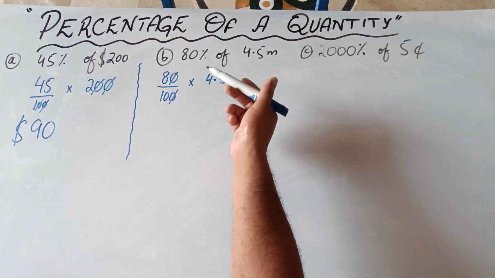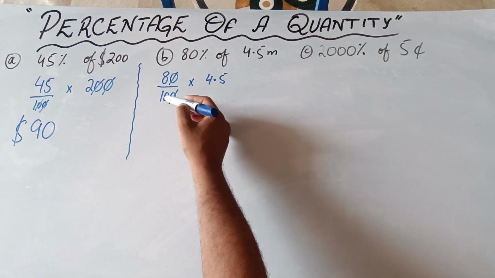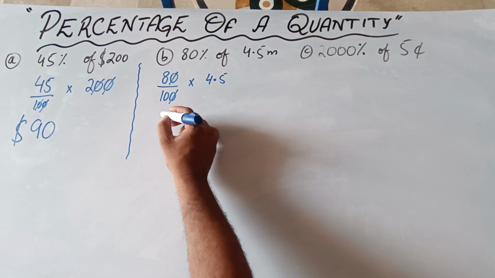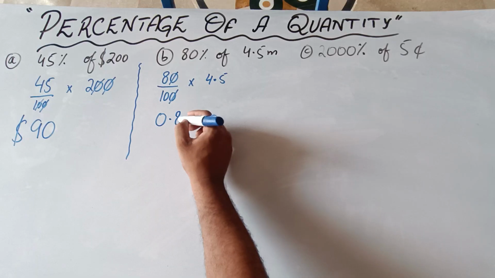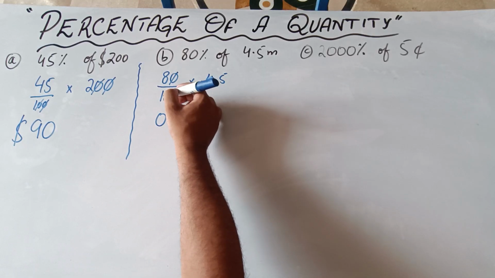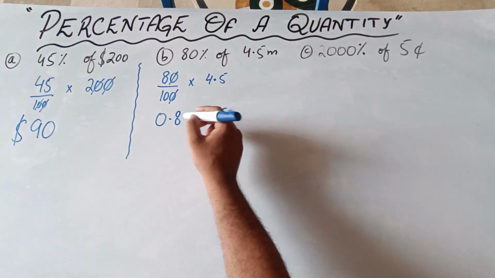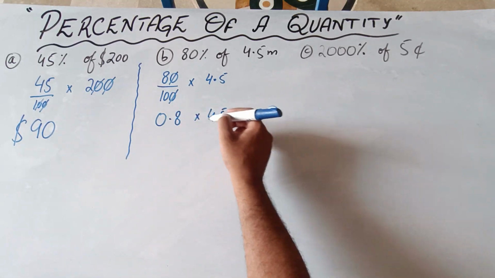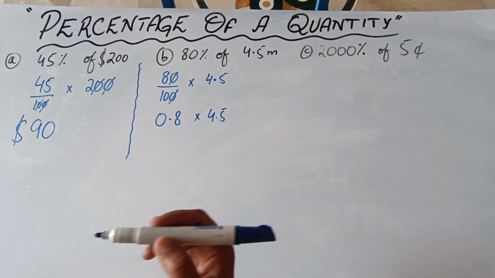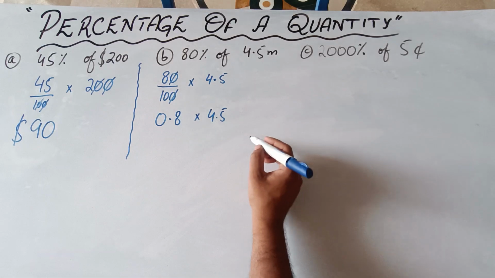The second technique, or the third technique, is to divide 8 by 10, so in this way it becomes 0.8, 8 divided by 10, multiplied by 4.5. So this is the third technique. This one is also very easy. Now do the multiplication of decimals. Many students are stuck in decimal multiplication.